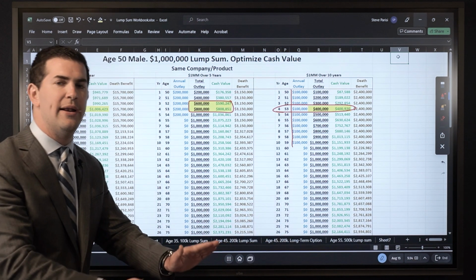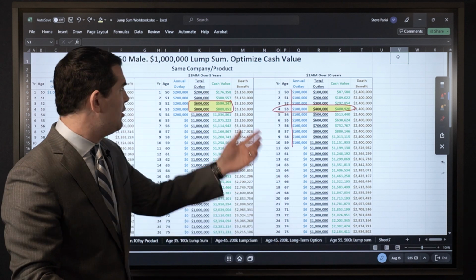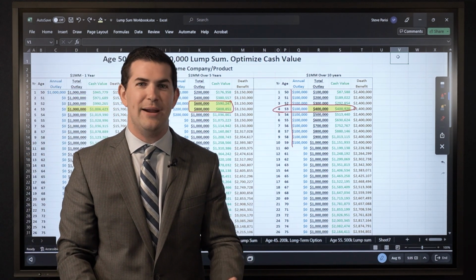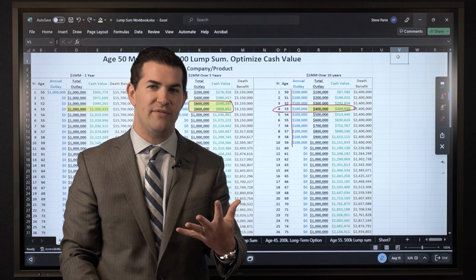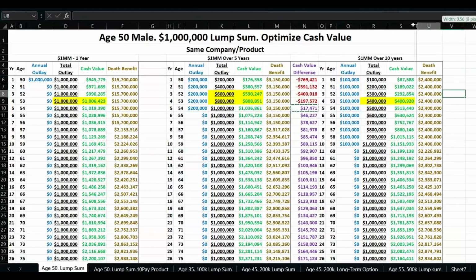What's that sweet spot? The simple version of that is, what number of years should I get this lump sum into a policy? Based on my age, it's going to be anywhere from 2 to 5 years. So let's do this next. Let's look at the cash value difference between these two scenarios.